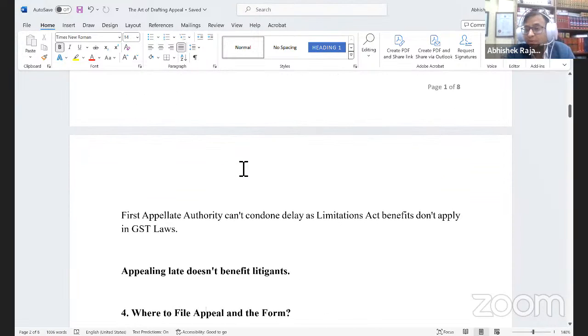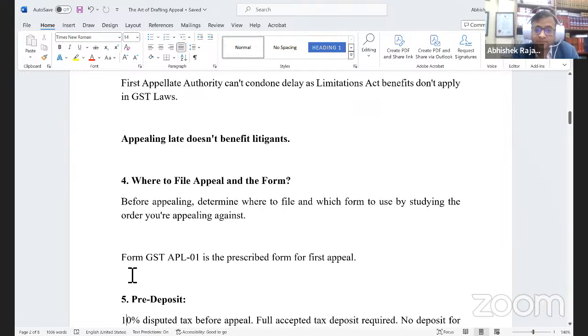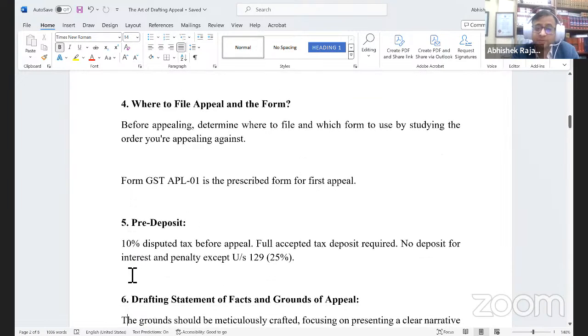Whenever you are filing a late application, a condonation application, you should always try to explain to the authorities that delaying the application or delaying the appeal is not going to benefit me. Because I always carry a risk of rejection of my application, not on merit but on the basis of timelines, limitation of time. So form APL-01, pre-deposit 10%, and under section 129, 25%.